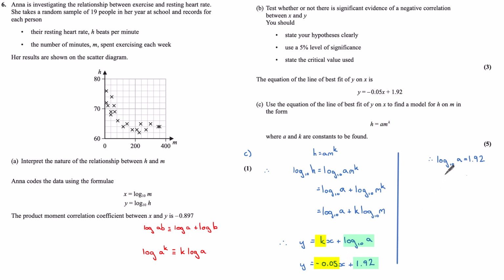So firstly, we can see that log base 10 of a is equal to 1.92. Using our calculator, 10 to the power 1.92 gives us a value for a of 83.17 and so on, which is 83.2 to 1 decimal place. And we can see that k must equal negative 0.05. Therefore, our equation for h can be written as h equals 83.2 m to the power minus 0.05.